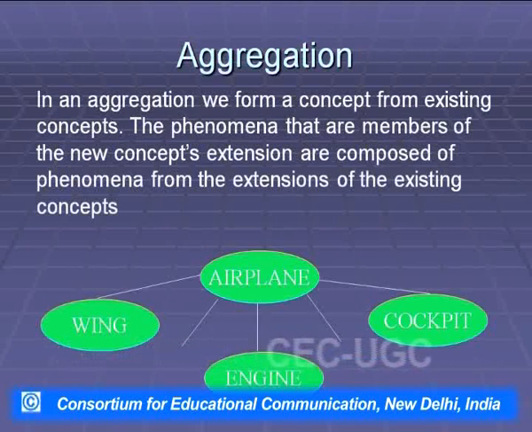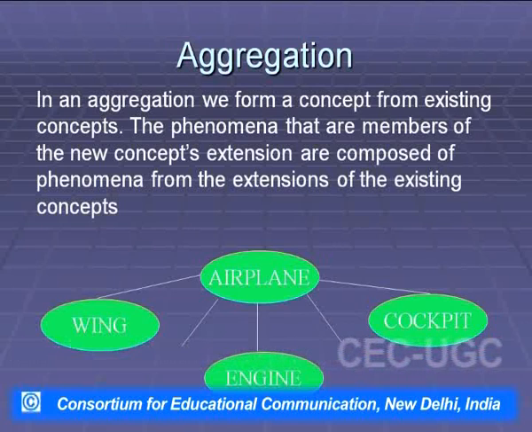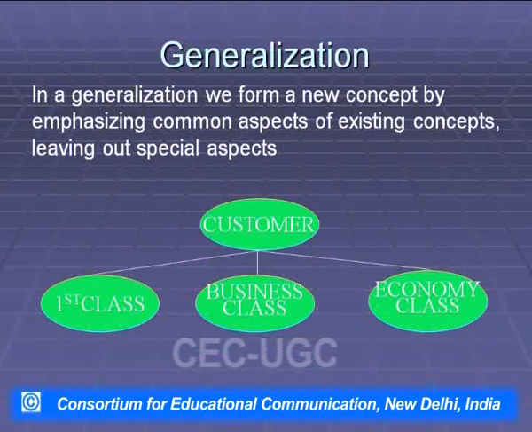Aggregation. In an aggregation, we form a concept from existing concepts. The phenomena that are members of the new concept's extension are composed of phenomena from the extensions of the existing concepts. Here you can see an airplane is linked with wings, engine, cockpit, or any other part.